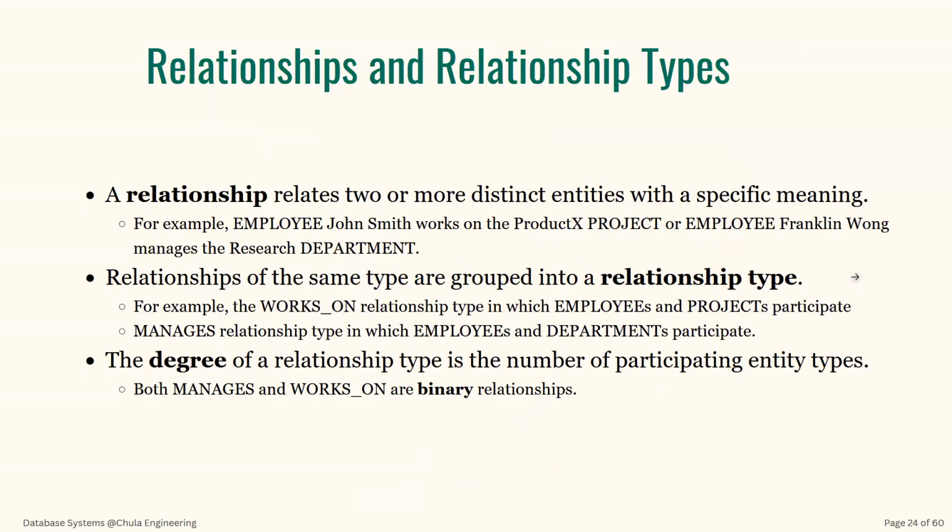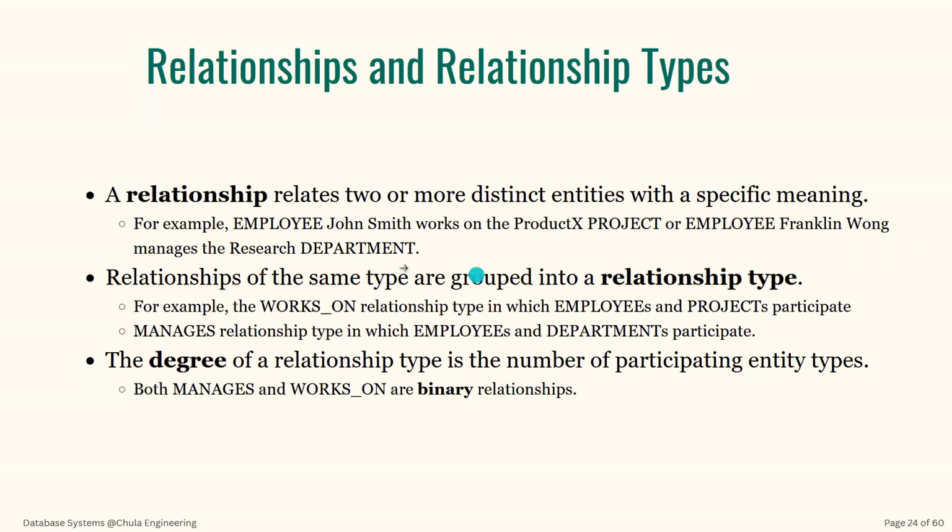Now, I want to talk a little bit more about relationships because we already talked about entity and entity types. Now it's on relationships and relationship types, which go together. A relationship relates two or more distinct entities. I said two or more. So it is possible that a relationship may relate three or more entities with a specific meaning.